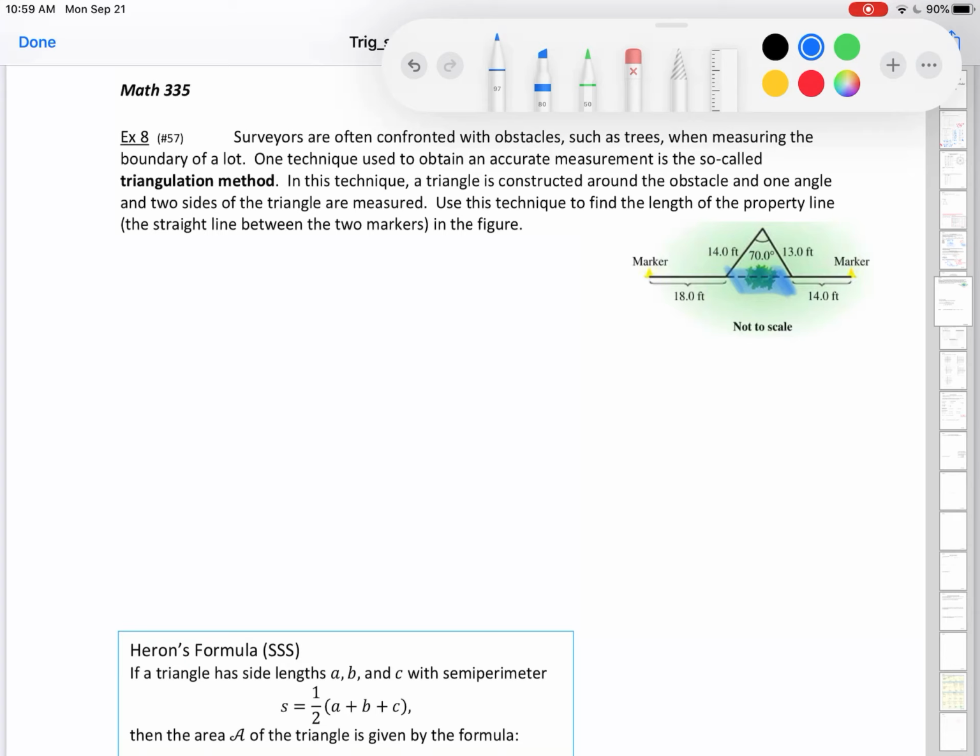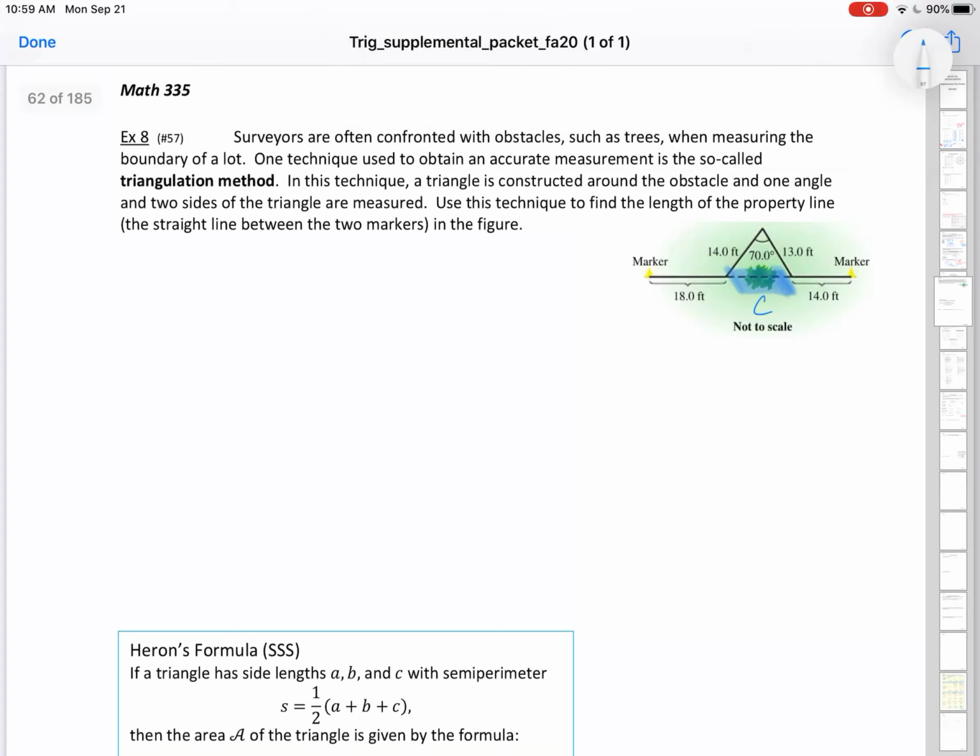So let's go find that. Let me call that length C. Well, that's what we want. Let's see if we can just find it. C squared.